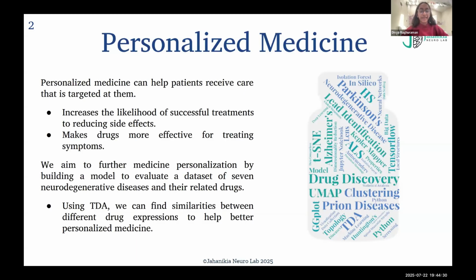We're building a model that analyzes a dataset of 7 neurodegenerative diseases and the drugs used to treat them. By using topological data analysis, or TDA, we can uncover hidden patterns and similarities between how different drugs affect these diseases. With this approach, we hope to improve how we match patients with the right treatments, bringing us closer to truly personalized medicine.